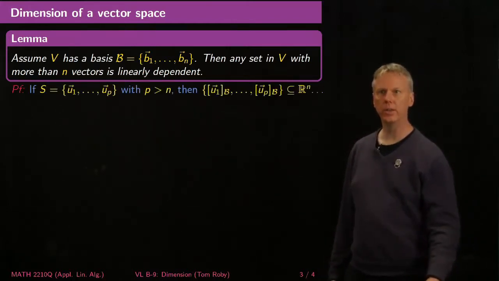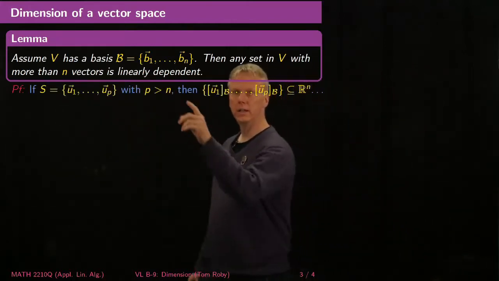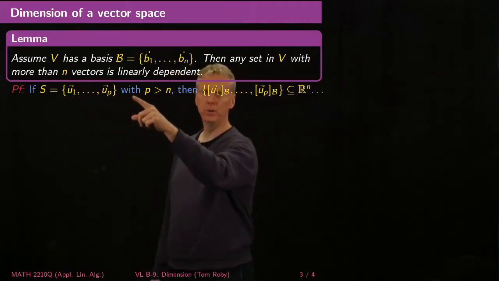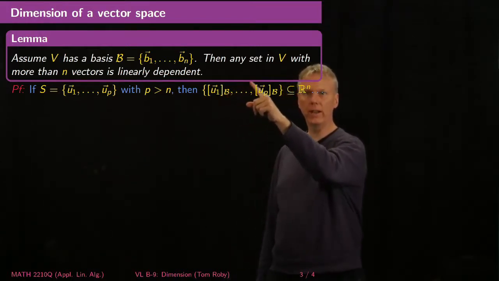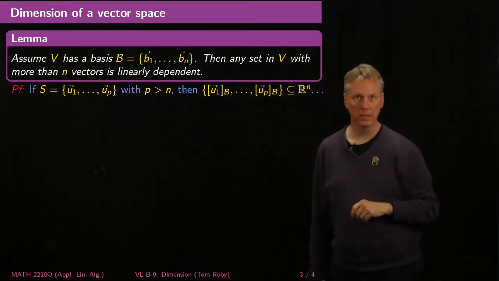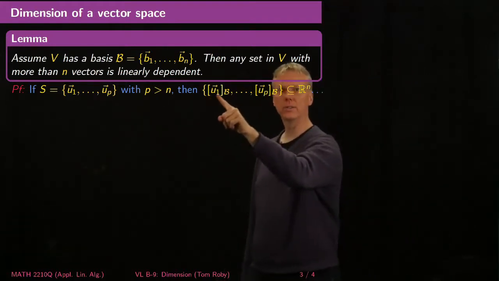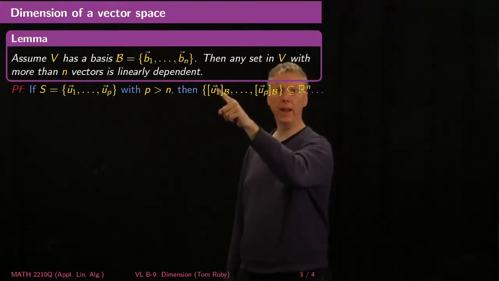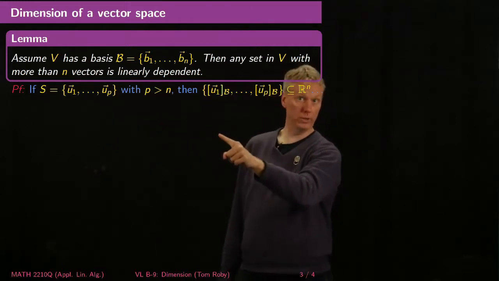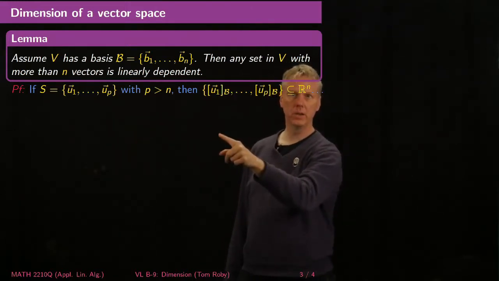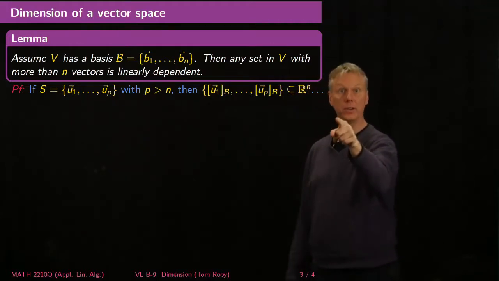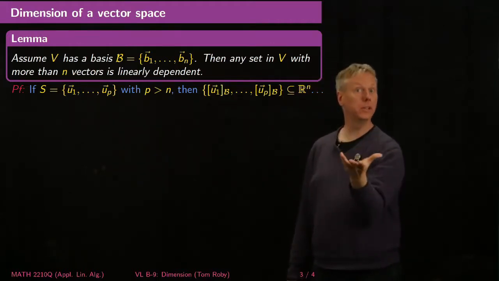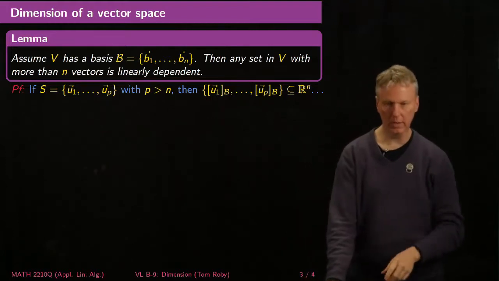So how do you show this? Well, suppose that I've got some set U1 through UP with P bigger than n. And now I'm going to write each of these vectors with respect to the basis. Okay? But each of these vectors with respect to that basis is a vector with n coordinates, right? It's a vector of size n. But I've got P of these vectors in R to the n. And we know that if you have P vectors in R to the n, that they have to be linearly dependent, right? Because that's something that we showed long ago.